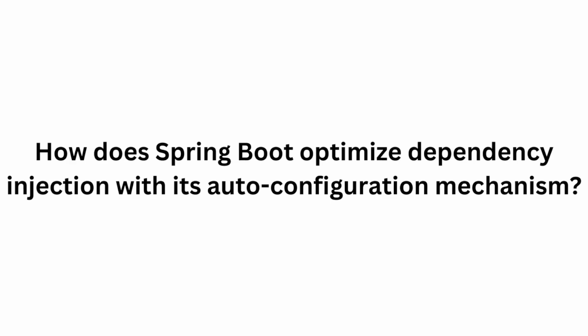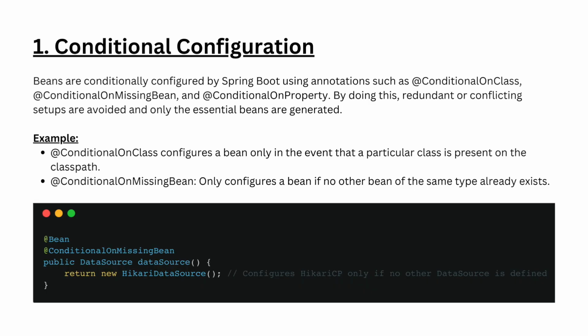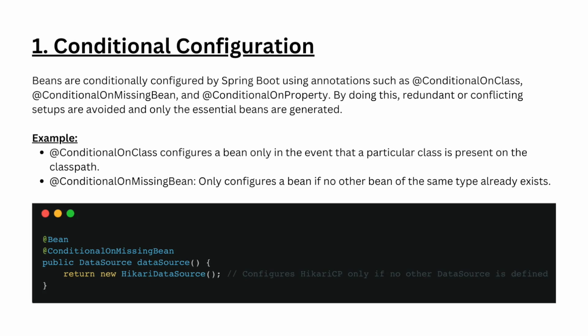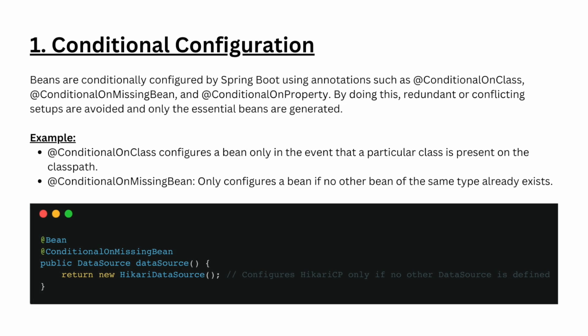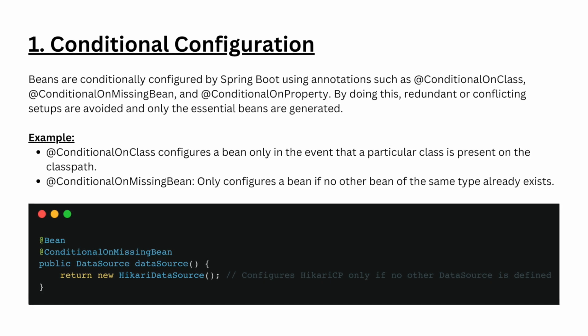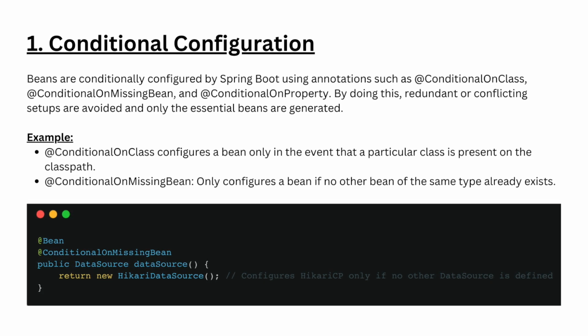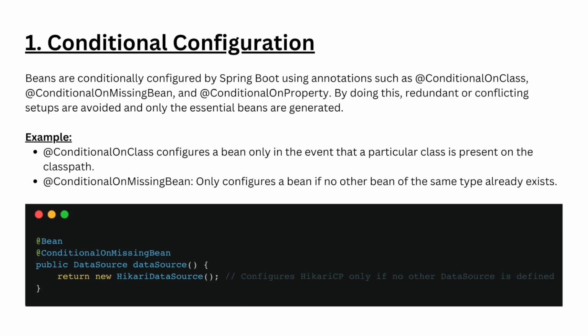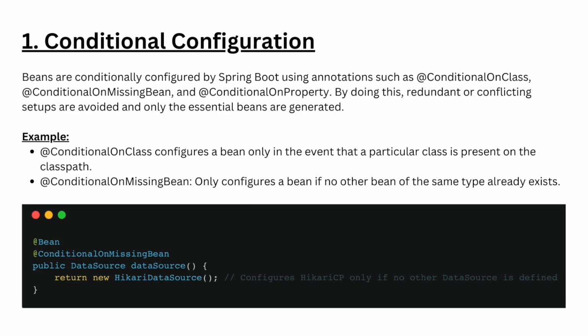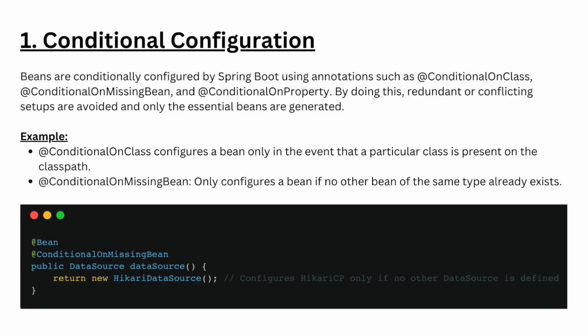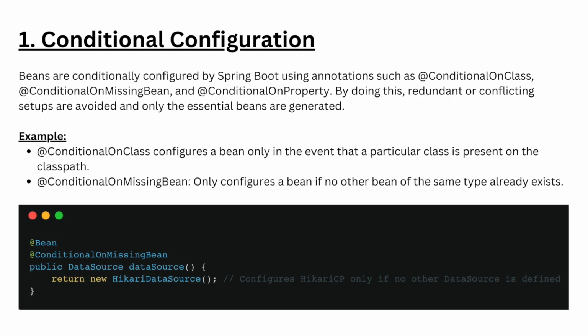Now talking about the very first topic, which is conditional configuration. Spring Boot uses annotations like ConditionalOnClass, ConditionalOnMissingBean, and ConditionalOnProperty. These are the annotations to conditionally configure beans. This ensures that only the necessary beans are created, and it avoids redundant or conflicting configuration.